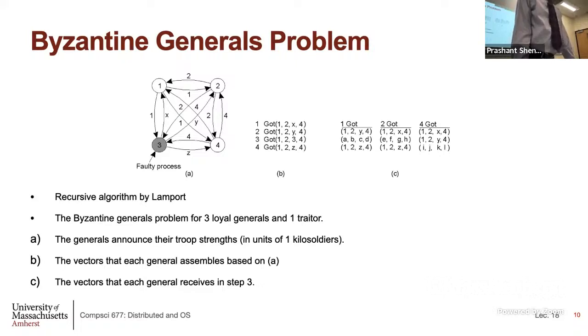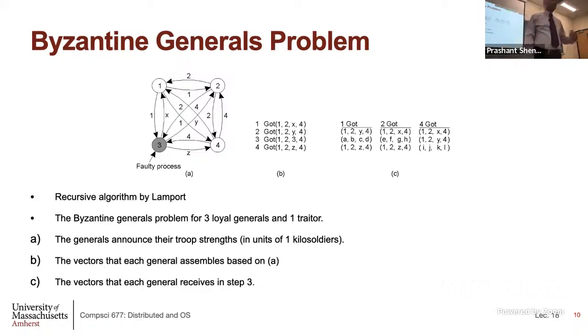They don't know which of this is correct information and which is incorrect. This is just what you received from the other generals. Now you have to figure out whether there is a traitor and who it is. So what will you do? You will take whatever messages you receive and broadcast them back, saying, this is what I got in the previous round. Is that clear? So 1 will send 1, 2, X, 4, and 2 will send 1, 2, Y, 4, and so on. 3 can again send confusing messages. It may send A, B, C, D to 1, and E, F, G, H to someone else, and whatever it wants to the third one.